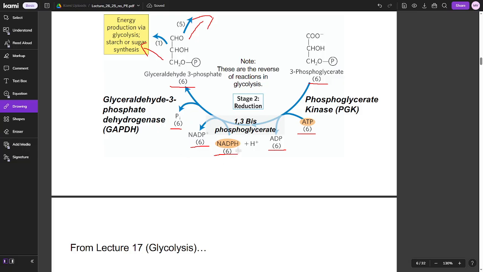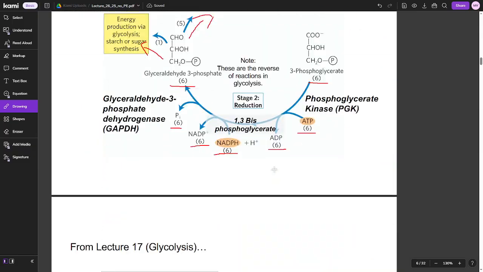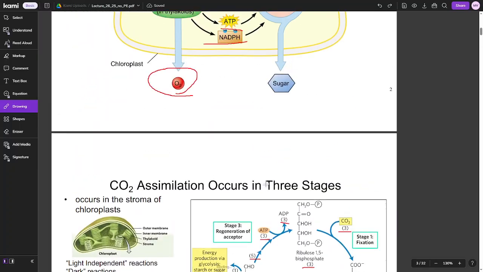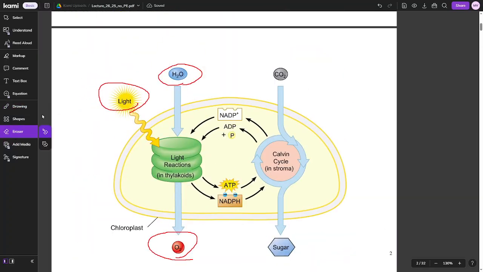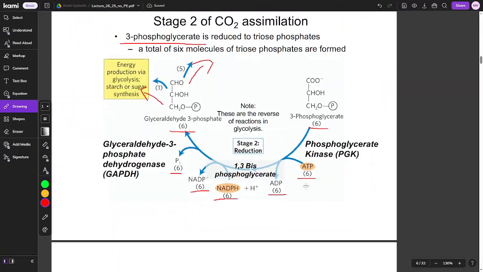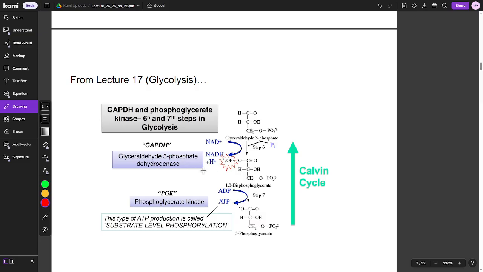And the other thing is, where do we get these NADPHs from? Well, we get these NADPHs from the electron transport chain and the light-dependent reactions. Same with this ATP. We get this ATP from the light-dependent reactions. So if you go back up here, we're getting this and this from the light-dependent reactions and using them in these steps. And we already talked about this. You can look at this more if you want to, but it is just the reverse of glycolysis, right?